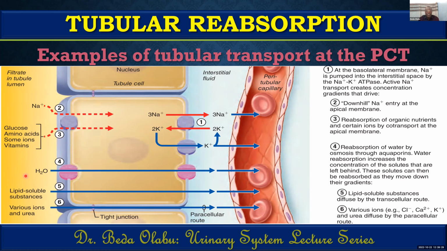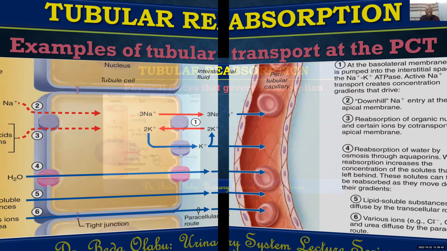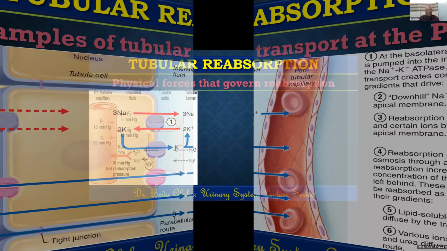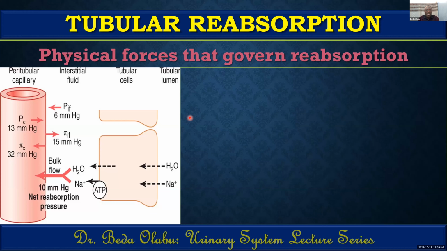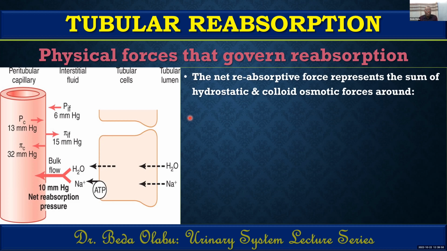Great. So that just explains some mechanisms of transport of substances in the proximal convoluted tubule. What are the physical forces that govern tubular transportation and especially tubular reabsorption? The net reabsorptive force represents the sum of hydrostatic and colloid osmotic forces around this region. We come back to the hydrostatic and colloid osmotic forces again.